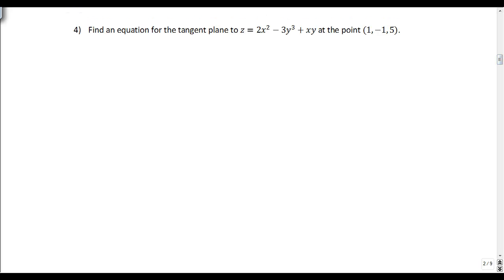Next one here. We want to find an equation for the tangent plane to the graph of z equals 2x squared minus 3y cubed plus xy at the point (1, -1, 5).